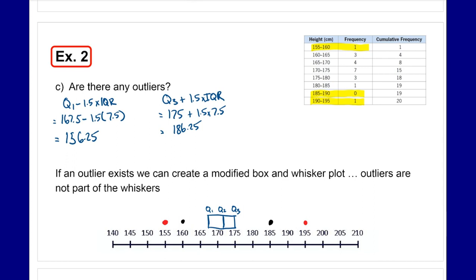And then finally, we can join our whiskers to our new max and min. So this would now be our new max, and this would be our new min. The other two are considered outliers. So even though they're above and below, we don't consider them our max and min because they're outliers. They don't fit our data.